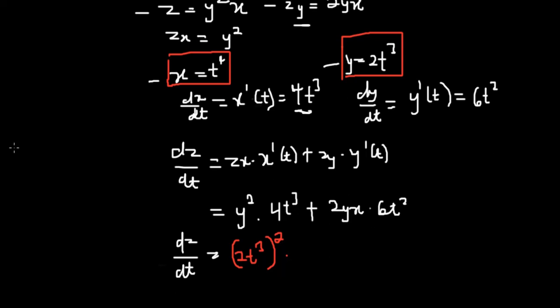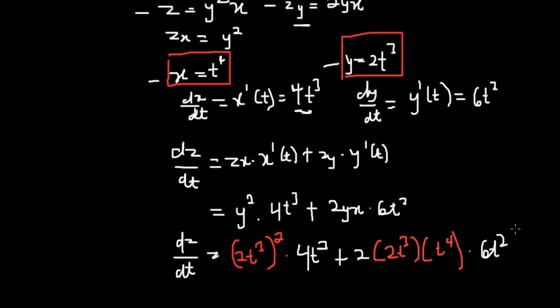And then we have 4t cube, and then plus 2y. So let's do that again. We know that y is 2t exponent 3, okay? And you know that x is also t exponent 4, okay? T exponent 4, and then you just multiply that by 6t squared. You see how simple this is, okay?